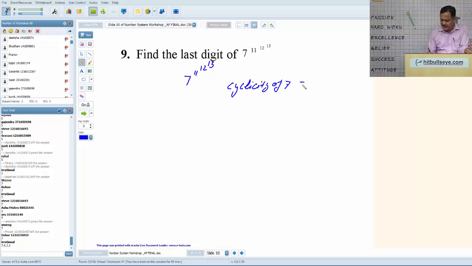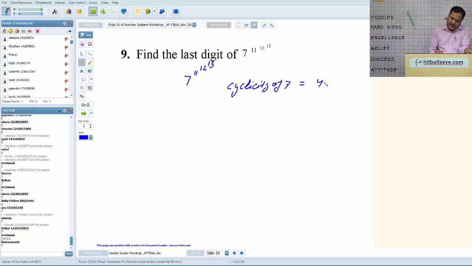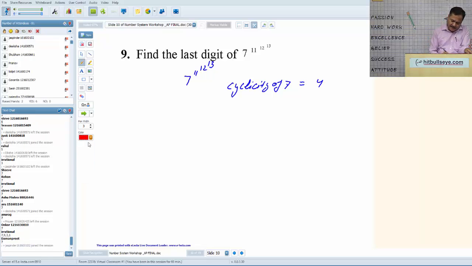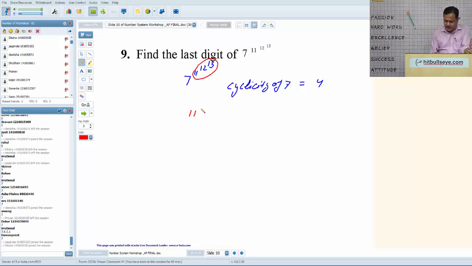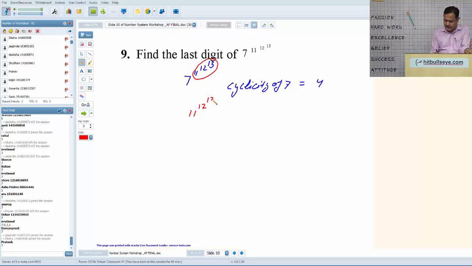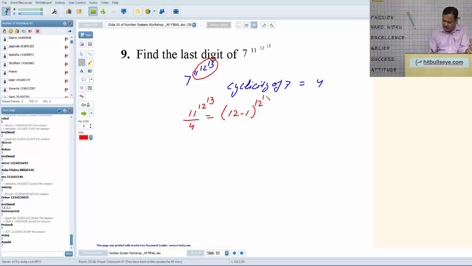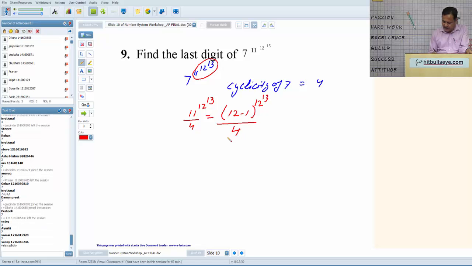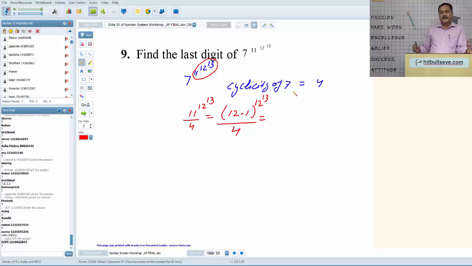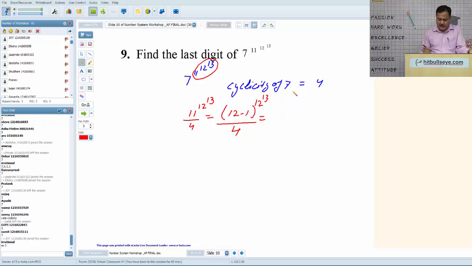the cyclicity of 7 is 4. So we have to divide the power by the cyclicity, and the power is 11 raised to power 12 raised to power 13, divided by 4. Now 11 can be written as 12 minus 1 raised to power 12 raised to power 13. Now, 12 raised to power 13 is what? Even or odd? 12 is even, and even raised to anything is even. So the power is 12 minus 1 raised to an even number.